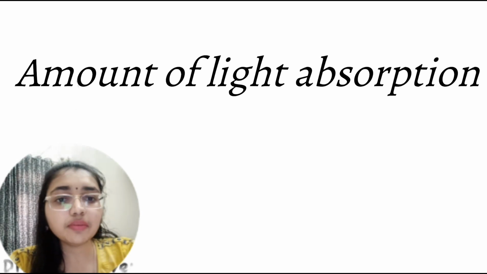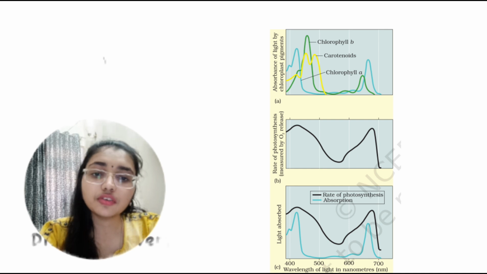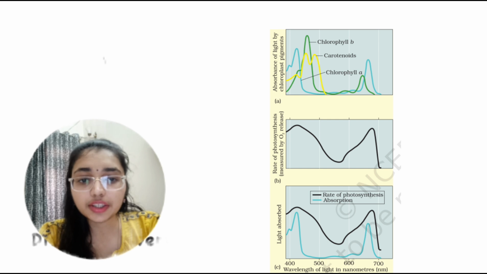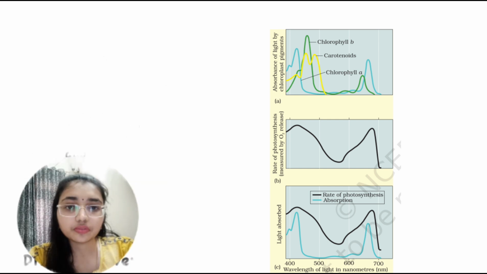So how much light is absorbed? How much light a pigment absorbs at different wavelengths represents the absorption spectrum. How effectively each wavelength is driving photosynthesis, that is O2 production, is the action spectrum, whereas the combined graph is a comparison of light absorption by chlorophyll and photosynthetic rate. So what is the key idea for this? The absorption spectrum focuses on the pigment, whereas the action spectrum focuses on the photosynthetic rate, whereas the combined graph represents the relationship between both.